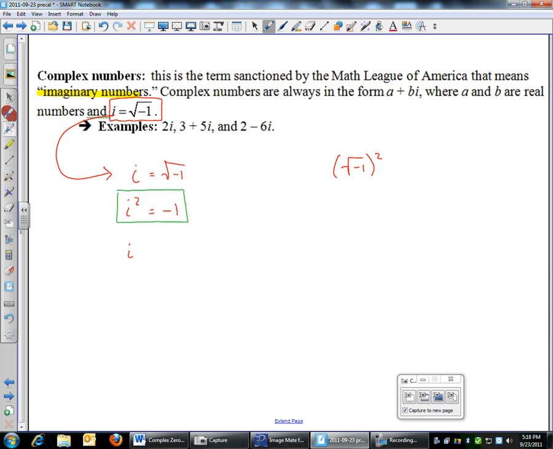i cubed, I'm just going to go ahead and give this to you. It ends up being negative i. It's the same thing as negative i. And i to the 4th, we'll use that on occasion too. That ends up being positive 1. And after that, the process repeats. i to the 5th, it just goes in the loop.